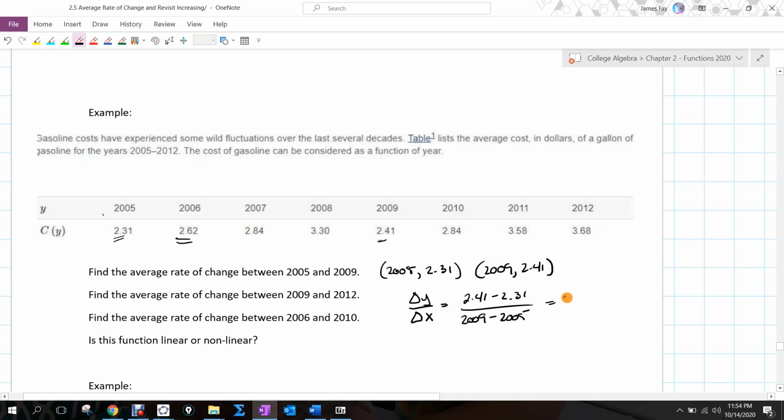So it gives me 0.1 over 4. Okay. Which turns out to be 0.025 as a decimal. In this case we're in dollars, so that would be $0.025.